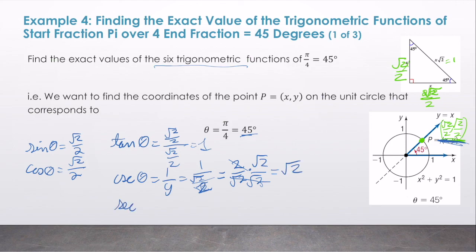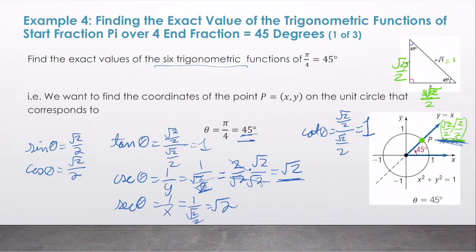For secant of theta, which is 1 over x, I'm going to get the same thing. And then for cotangent, I never leave myself enough room, do I? Cotangent of theta, that's going to be square root of 2 over 2 over the square root of 2 over 2, which again is just 1. So those are our standard values for when pi over 4, or 45 degrees, is our theta.